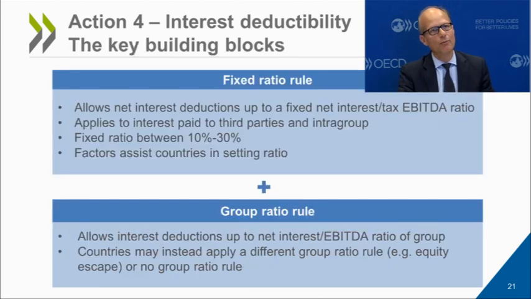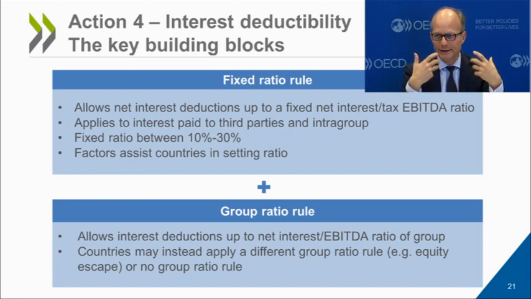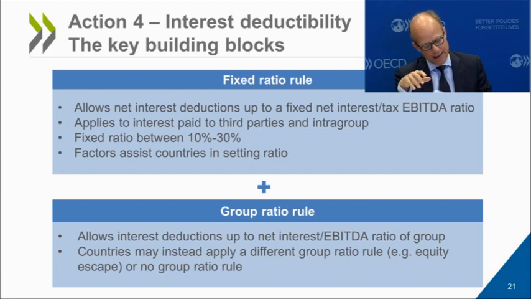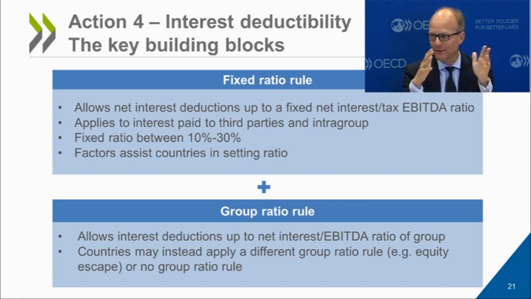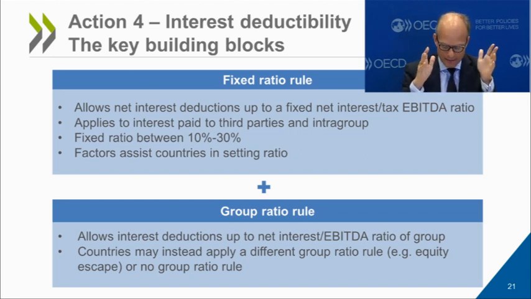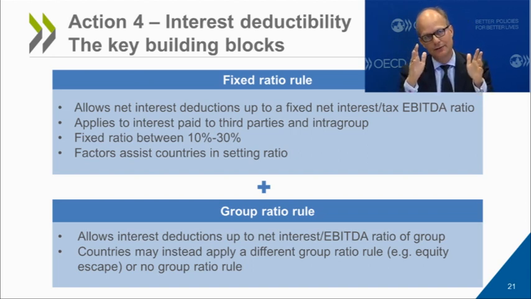And if I then move on, let me show you what the building blocks are of the rule that we are now proposing. And that is a fixed ratio rule, as Pascal has said earlier. It allows net interest deduction. We're talking about net interest up to a fixed net interest to tax EBITDA ratio. Those are tax numbers, and both the interest and the EBITDA are taken from the tax calculation. It applies to interest paid to third parties and intra-group, and I think I've already explained why it is so important to also include third party. It's a fixed ratio in a range between 10 and 30%.